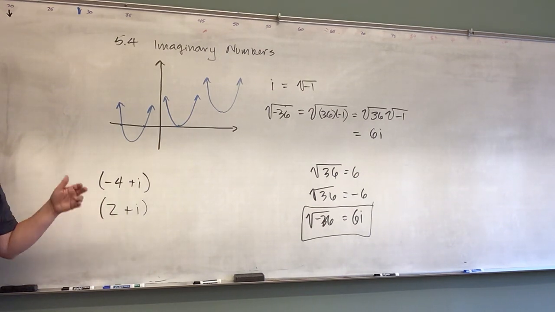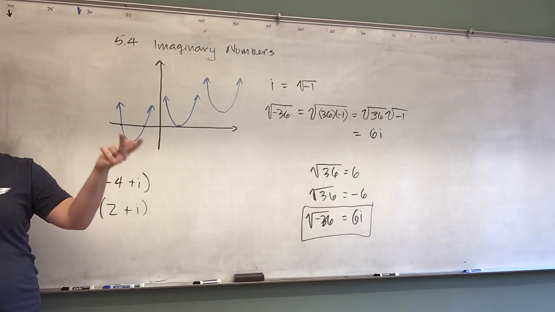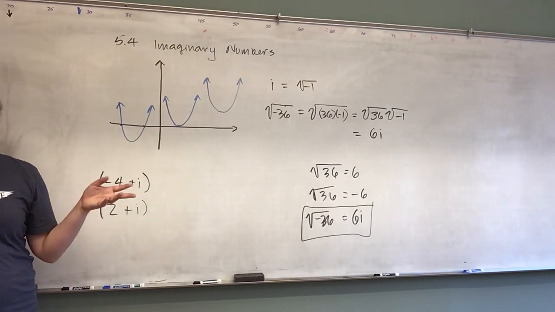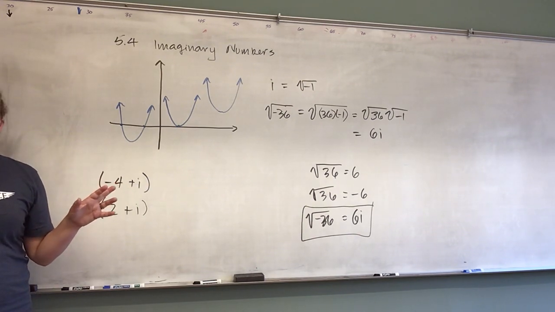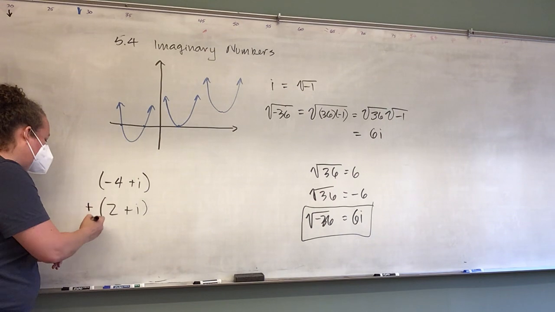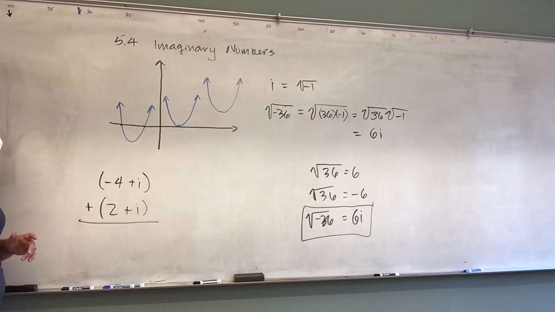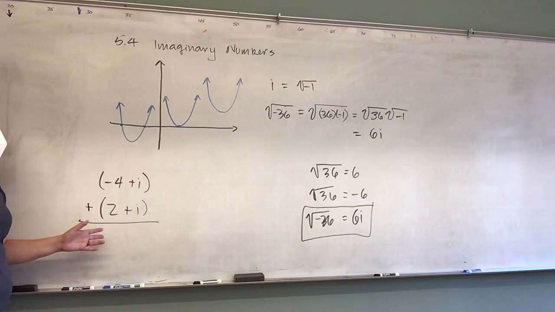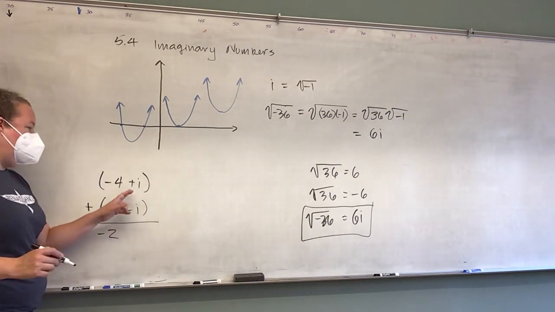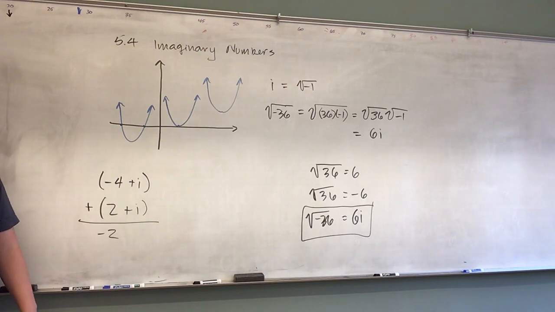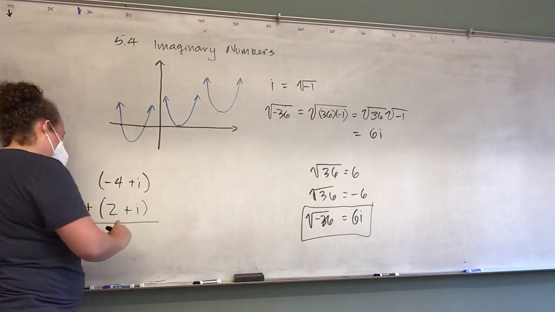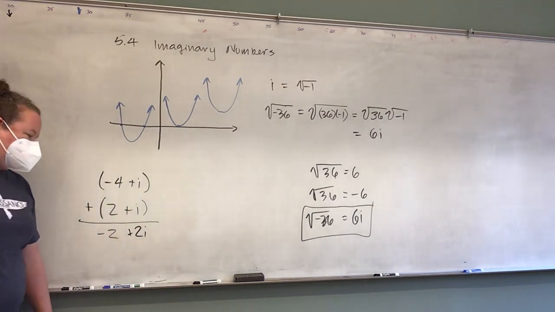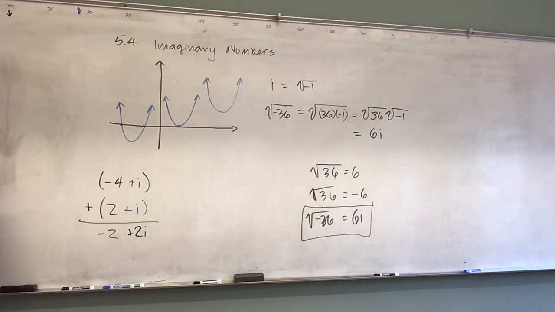Now we can add them, subtract them, multiply them, just like other binomials. Let's say that we're going to add these two together. We just combine the real parts, and then we combine the imaginary parts. So what's -4 plus 2? What's i plus i? 2i. Yep. So we just added two complex numbers to get a complex number.